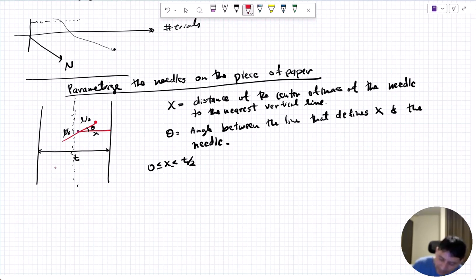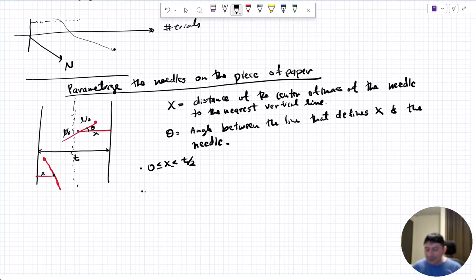But if it fell on the rightmost side, then this is x, this is the center of mass, and this will be the distance right here. You will draw the line to the left instead of to the right because the center of mass is on the leftmost side of the spacing. So x in this case will still be t over 2. So it makes sense that the range of x is between 0 and t over 2, right?